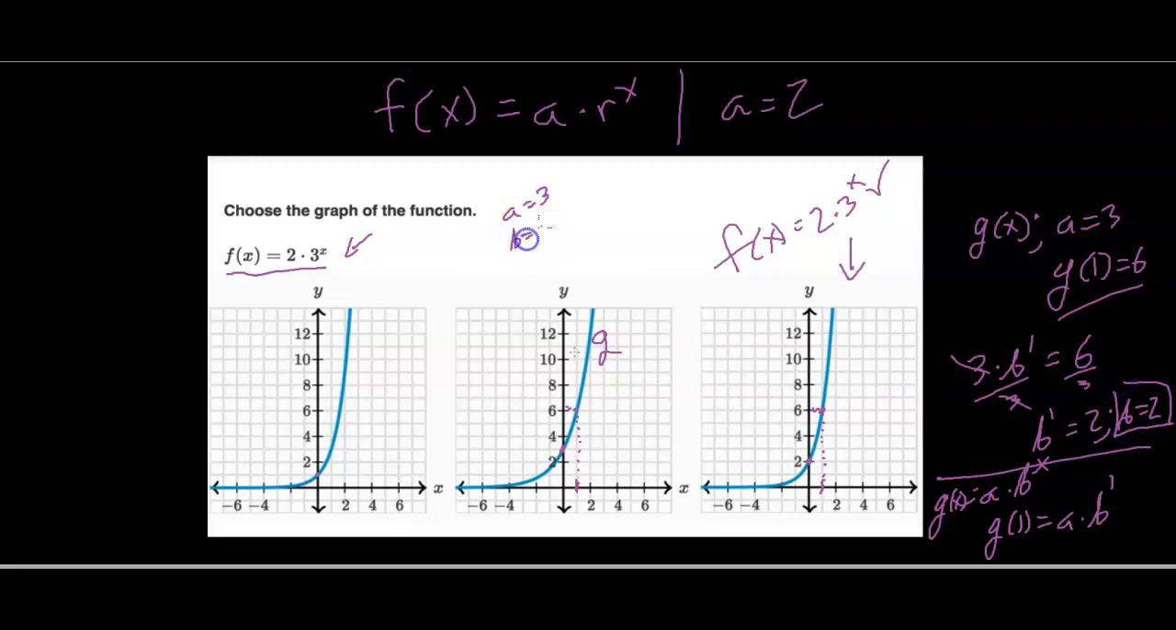So for this exponential function, a is equal to positive 3, b is equal to positive 2, so we can say that g of x is equal to 3 times 2 to the x power. All right, this isn't so hard to do, is it?